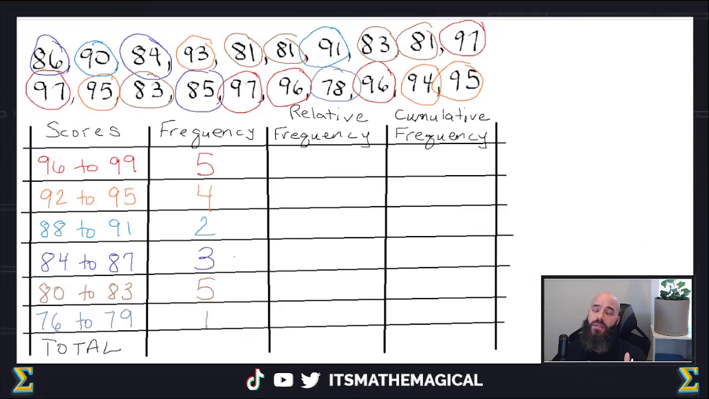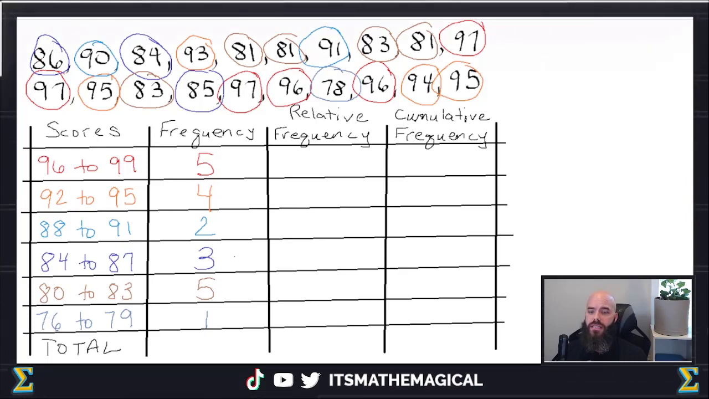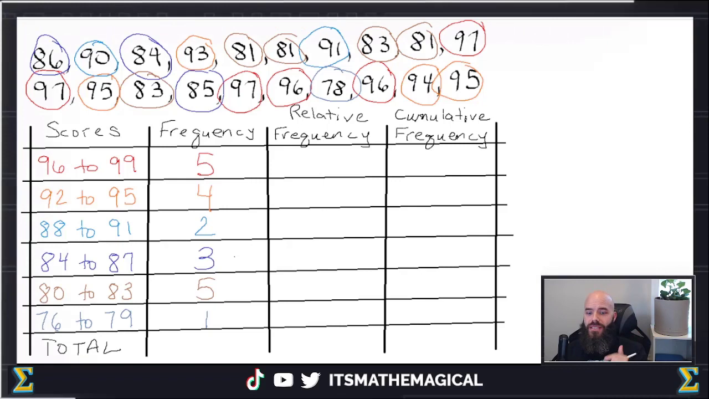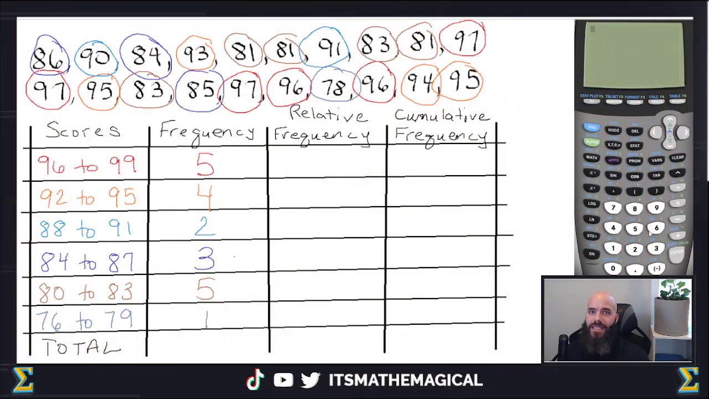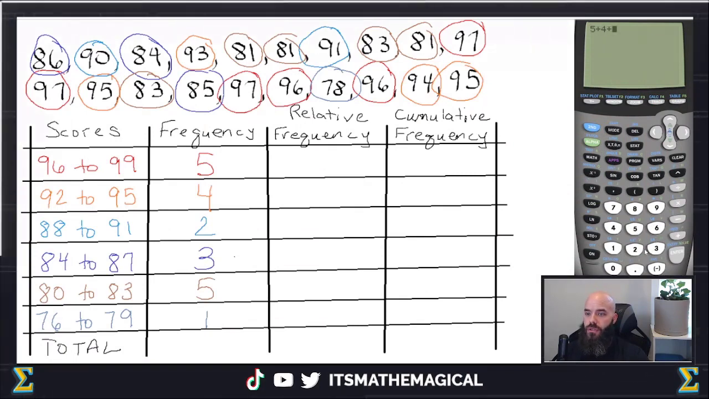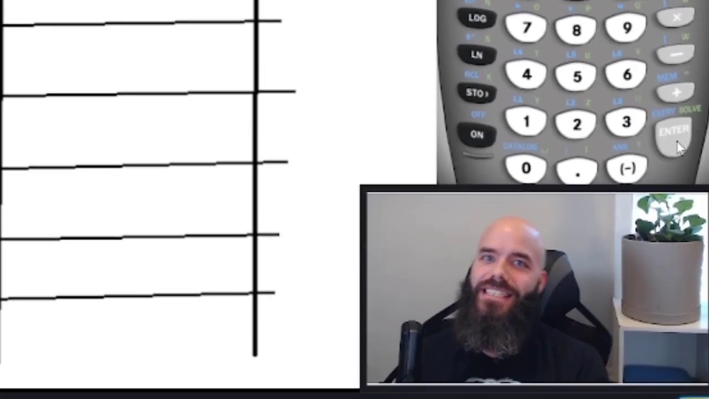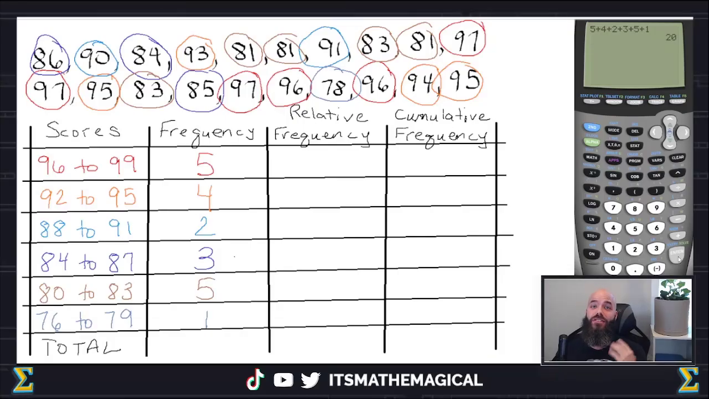Now, remember at the beginning, we said we had 20 data points in this data set. So what we should get when we add up each of these frequencies is 20. So let's see if we get that. All right, I've got my TI 84 here. So 5 plus 4 plus 2 plus 3 plus 5 plus 1. Oh, hopefully that equals 20. Yes. We did it, right? We did it. So that equals 20.